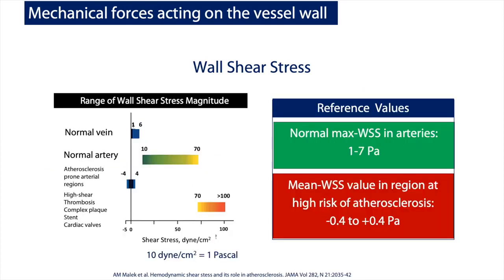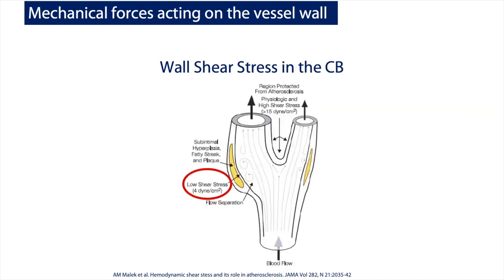The reference values for shear stress have already been established in the literature. For example, the normal maximum shear stress in arteries is between 1 and 7 Pascal. Regions prone to plaque development experience a mean shear stress between minus 0.4 and plus 0.4 Pascal. These low values are usually found on the opposite sides to the flow divider in the carotid bifurcation.